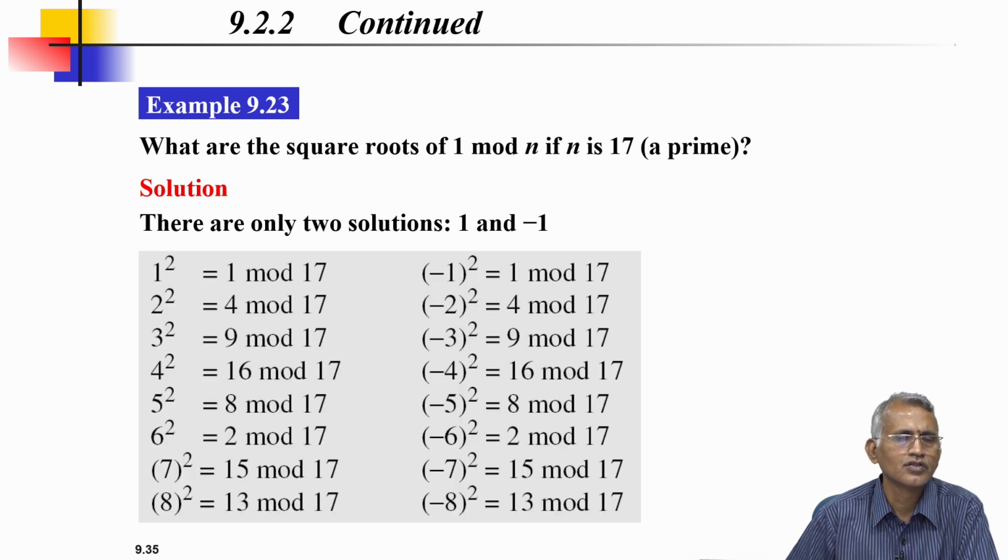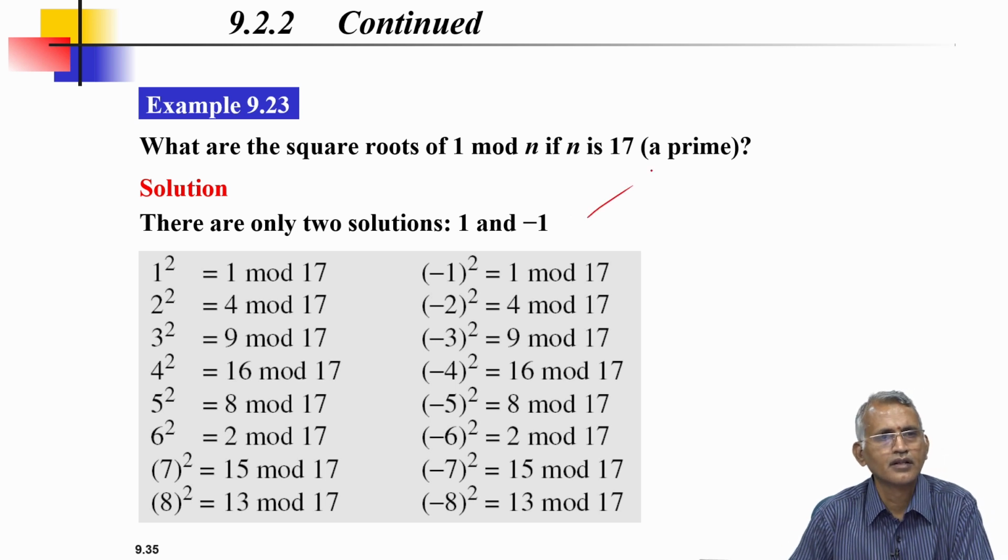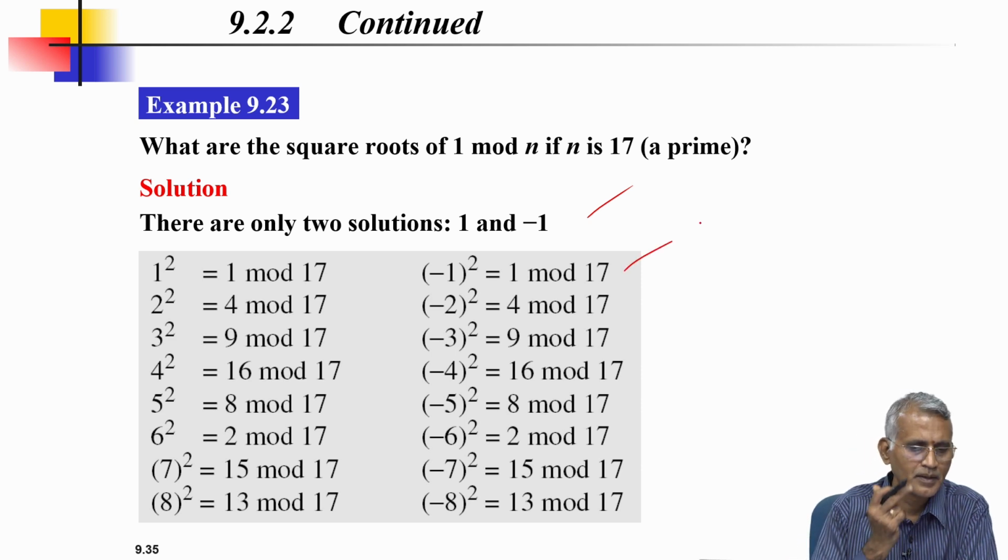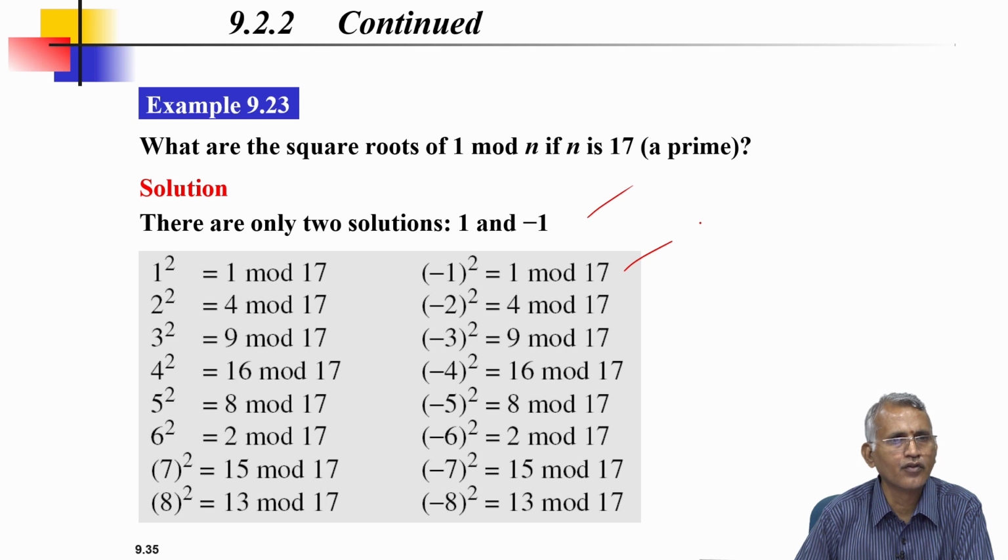And 5 square is identically equal to 1 under modulo 8. So, what are the square roots of 1 under modulo n if n is 17, a prime? There are 2 solutions, 1 and minus 1. 1 square is identically equal to 1 under modulo 17, and similarly minus 1 whole square is 1. 2 square is identically equal to 4 under modulo 17, and minus 2 square is also 4. 3 square is identically equal to 9 under modulo 17, minus 3 square is 9.